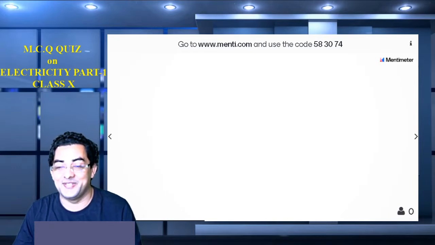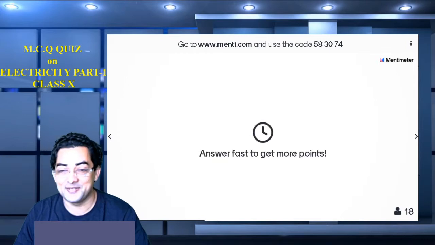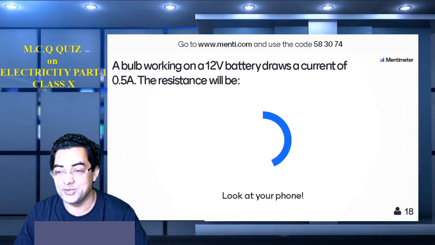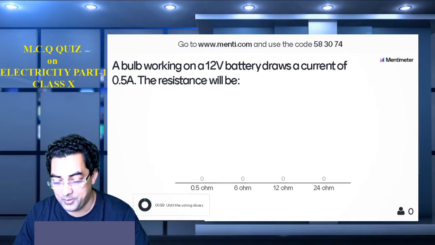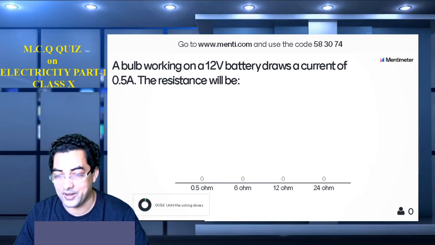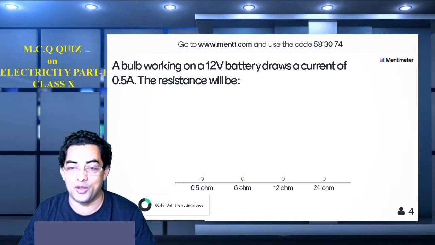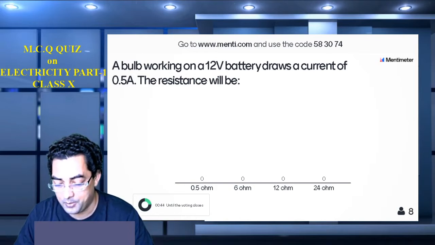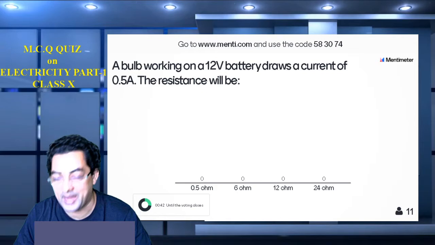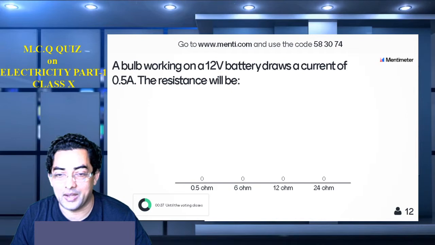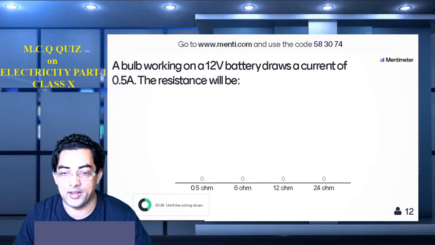So the next question in front of your screens, come back to your screens, is this. A bulb, so this is a numerical question. A bulb working on a 12-volt battery draws a current of 0.5 amperes. The resistance will be, come on, quickly think of the formula in your mind. The bulb is working on a 12-volt battery. Current they have given and you have to find out the resistance.